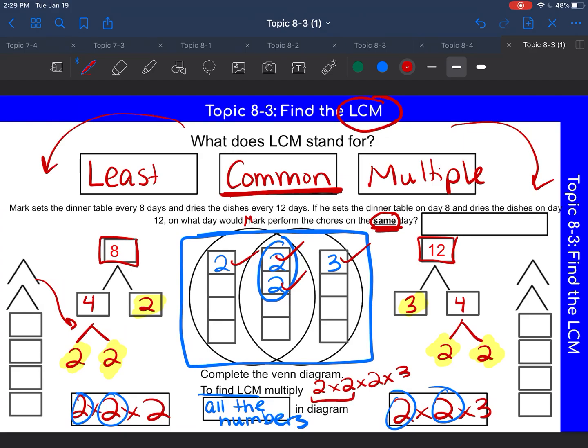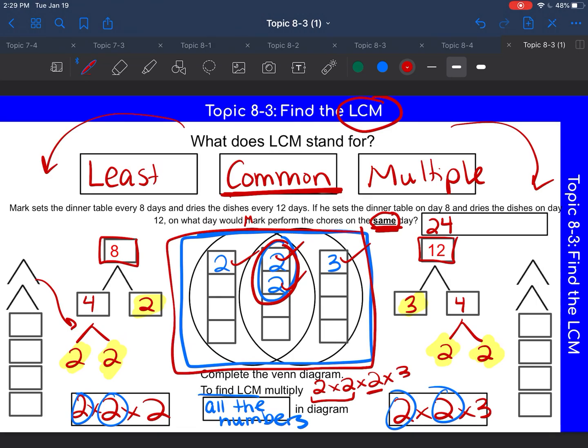So 2 times 2 is 4. 4 times 2 is 8. 8 times 3 is 24. And that's all you do, okay? So the GCF is just multiplying what they have in common. The LCM, if you complete the Venn diagram correctly, is just multiplying all the numbers you see.